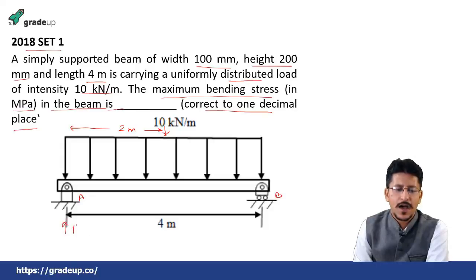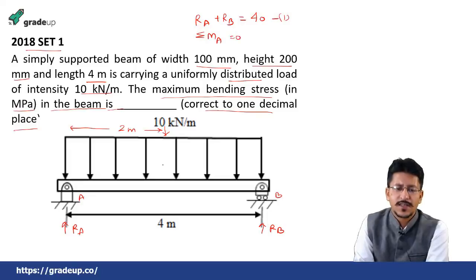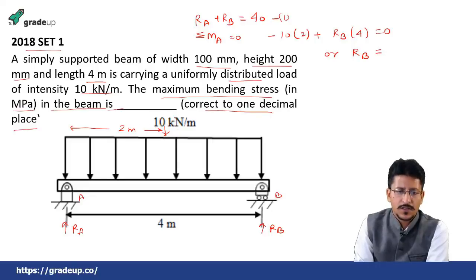So RA and RB. Simply, RA plus RB is equal to 40, equation number 1. Then summation of moments about A equal to 0, that is minus 40 into 2 plus RB into 4 equal to 0. Oh sorry, I made a mistake, this was 40, because this is 10 into 4, which is 40. This one is a 40 kilonewton load.